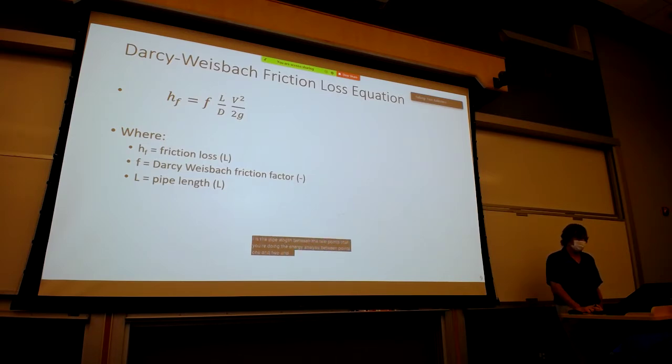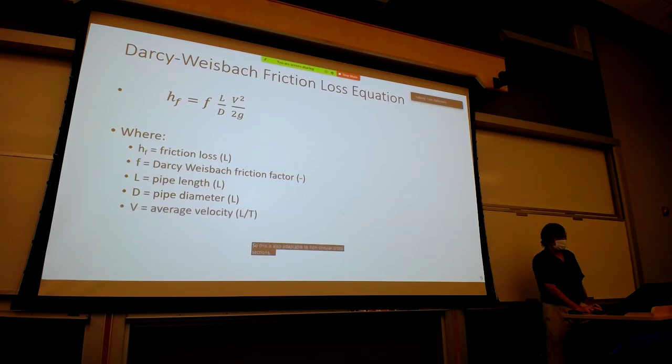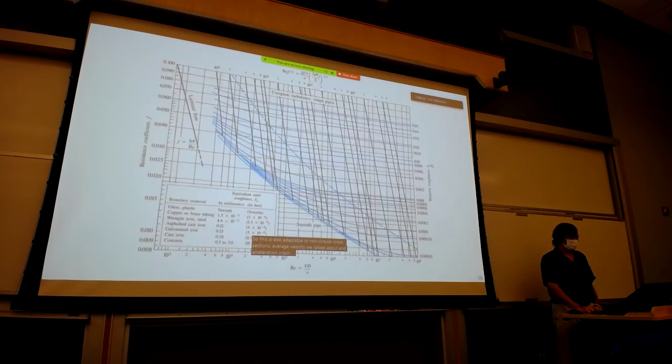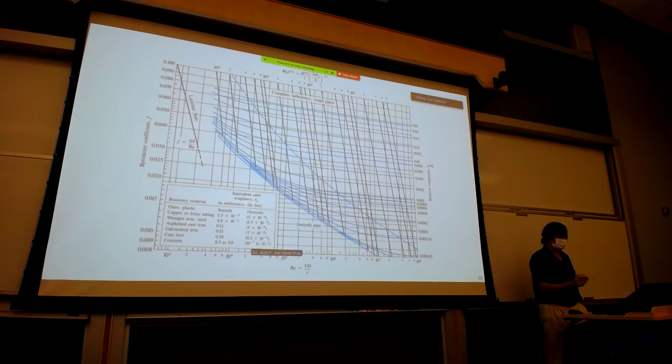on the previous slides. D is the pipe diameter, and remember, we'll ultimately need to talk about cases when the pipes aren't circular. So this is also adaptable to non-circular cross sections. Average velocity we talked about, and acceleration of gravity. So again, we have this Moody diagram.